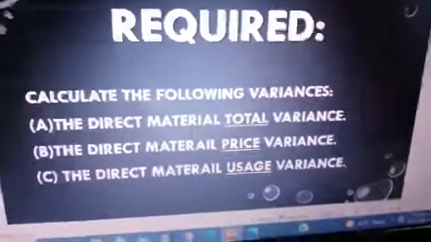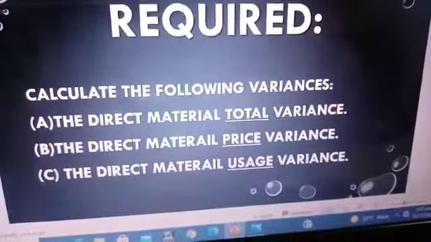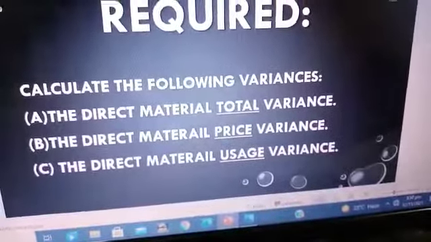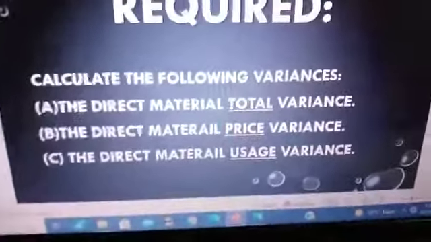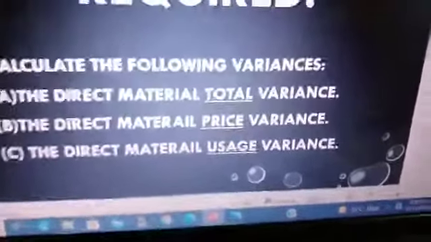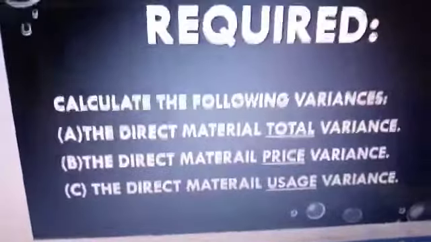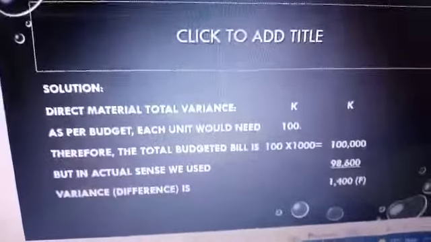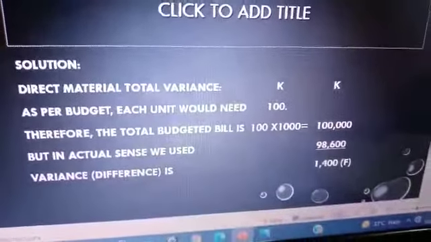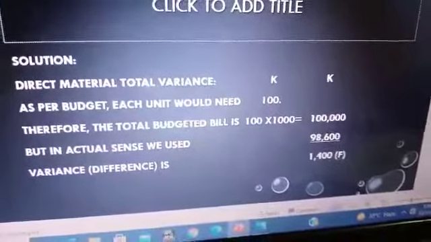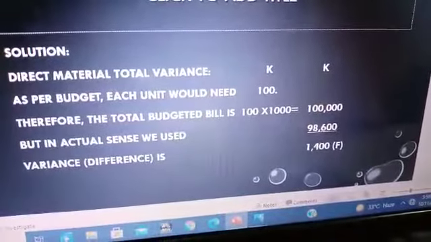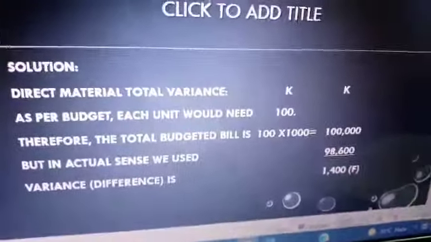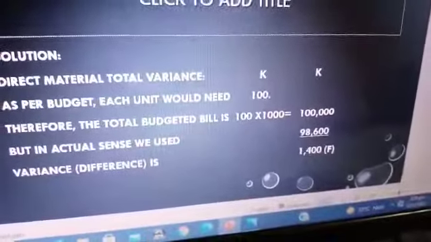Now, you are required to calculate the following variances. Calculate A, the direct material total variance. B, the direct material price variance. C, the direct material usage variance. Therefore, let's take cognizance of the words that have been underlined: total, price, usage. Let's see how this one is done. On the solution, when you look at the direct material total variance, you pick the total cost, 100, which you multiplied 10 by 10. As the product, each unit would need 100 kwacha.